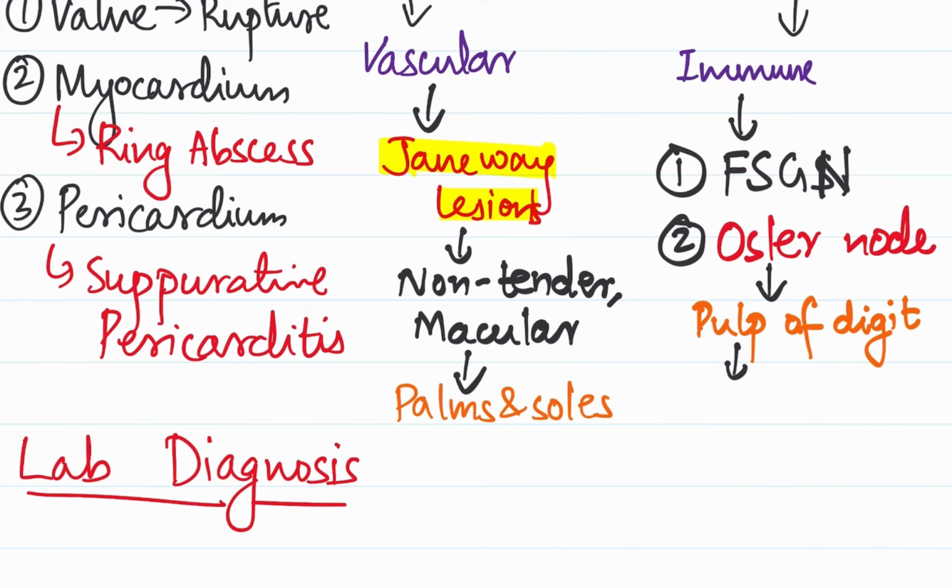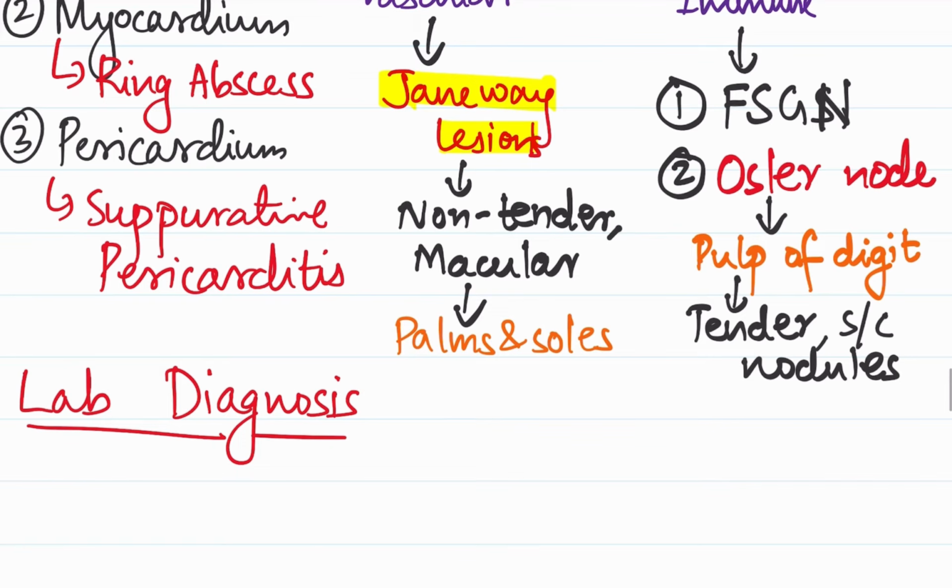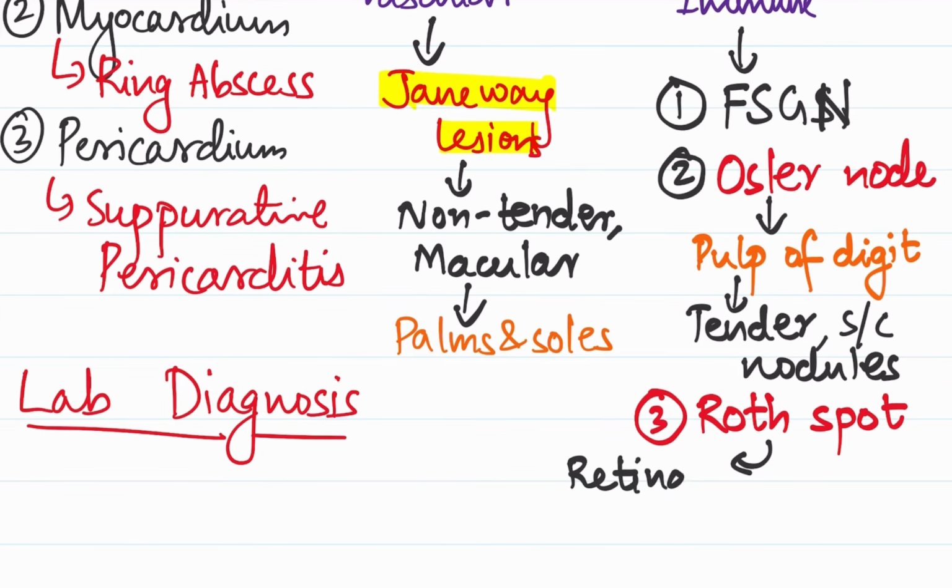And compared to Janeway lesions, Janeway is non-tender, right? This is tender, that is on touch, it may cause pain to the patient, and they are subcutaneous nodules. That's about Osler's node. And finally, on fundoscopy, when we visualize the retina, we may find hemorrhagic spots. That is called Roth spot. So Roth spots are actually retinal hemorrhagic spots, which are again due to the immune complex reaction.